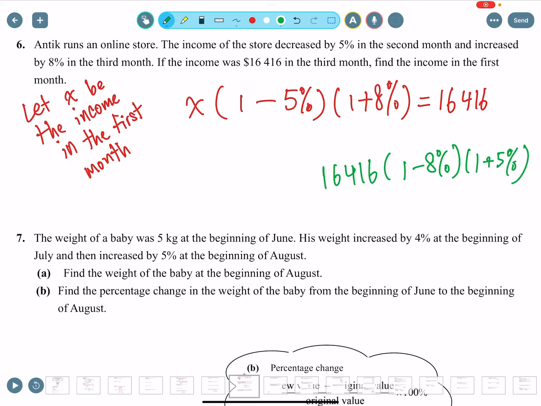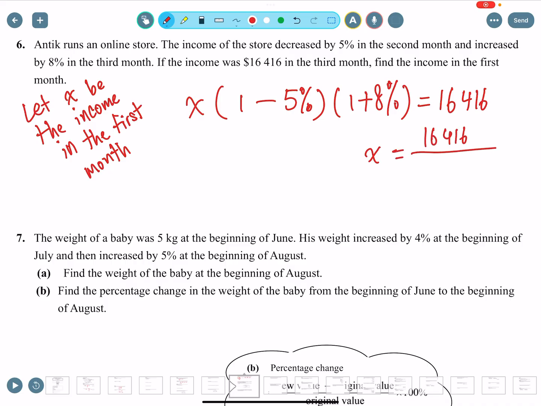The answer is no. So for example, if you increase $100 by 10%, it will turn into $110, right? But if you decrease 110 by 10%, it will become $99, not $100. So be careful with that, because the percentage is making reference to this value, and these two values are different. So 10% of 100 is not the same as 10% of 110. All right, where were we? Oh, yes. So you have to divide it to the right side. It will be like this.